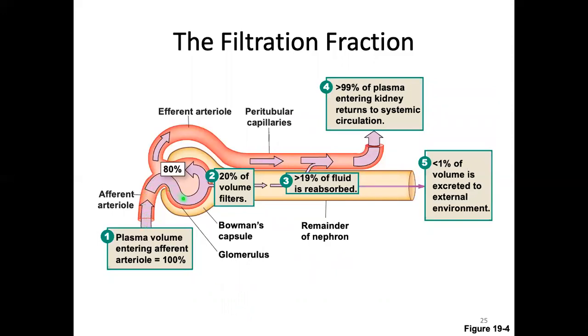If we assume the plasma volume entering the afferent arteriole is 100%, 20% of that is filtered, and 80% goes back into normal circulation. Now you may think, well, 20% isn't that great, right? But think about if you have 1 million nephrons and each of them are doing 20% of the blood filtering, that's a lot of filtration. So it's a really effective system.